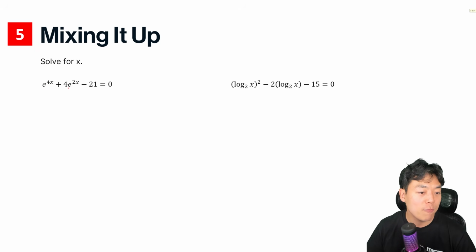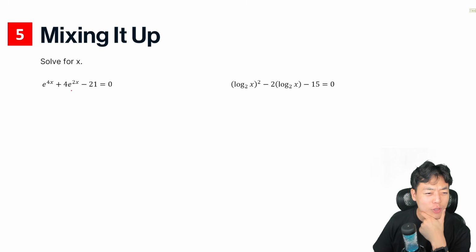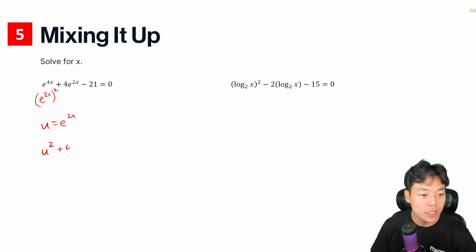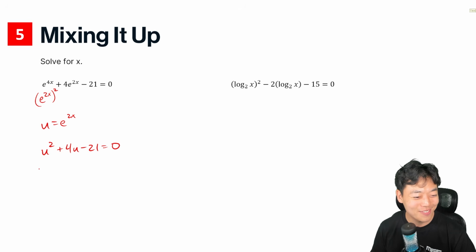e to the 4x plus 4e to the 2x minus 21. Let's look for a pattern. I noticed that there's e to the 2x here. I know that e to the 4x can be rewritten as e to the 2x squared. Aha. So I can say u is equal to e to the 2x, then u squared plus 4u minus 21 will equal 0. Wow, how neat.